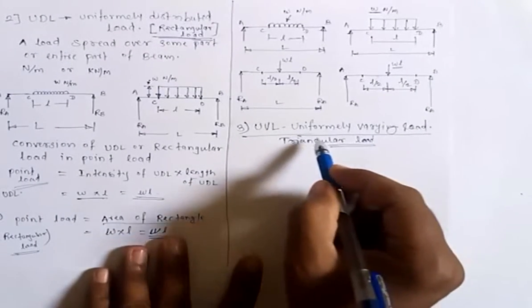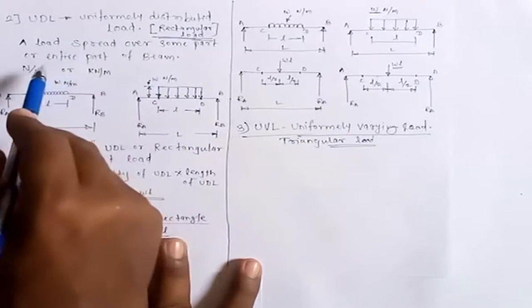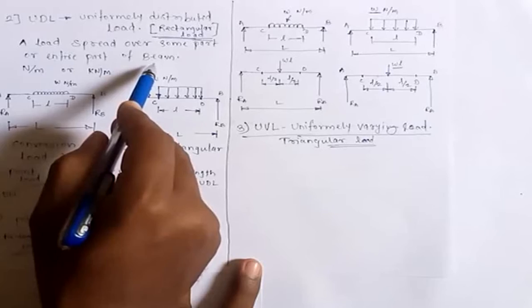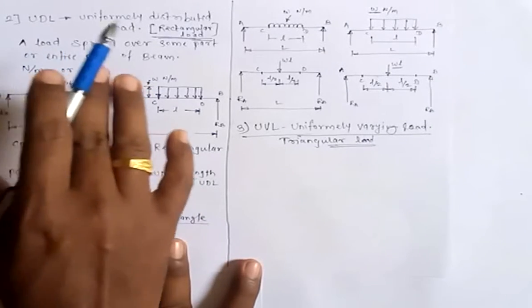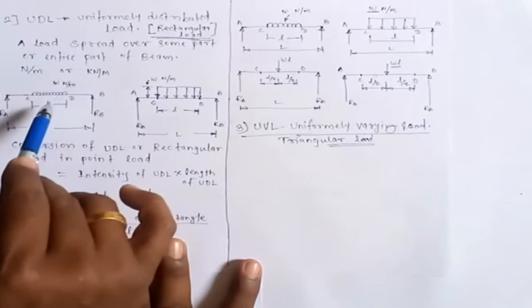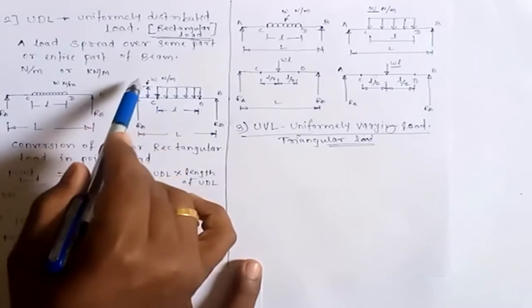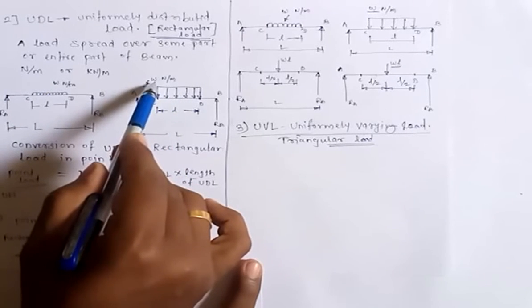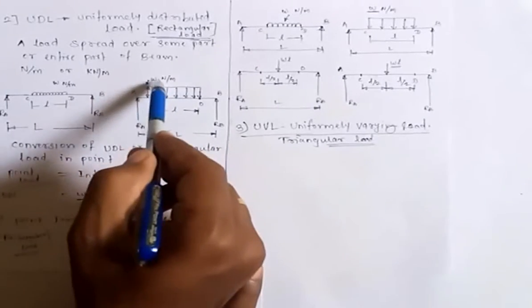Let us first see once again what is UDL. UDL is the load which is spread over some part or the entire part of a beam, and its intensity over the specific length remains constant. Like here you can see it is W Newton per meter. That means for each 1 meter length, the intensity of the load is W. Here in the rectangular load also, the load is W Newton per meter, meaning for each meter length the intensity of the load is W.